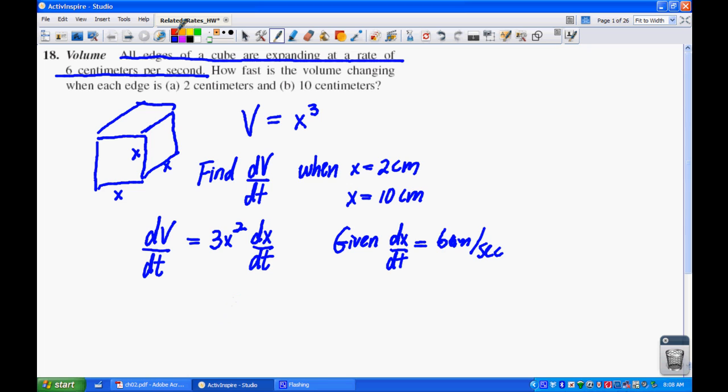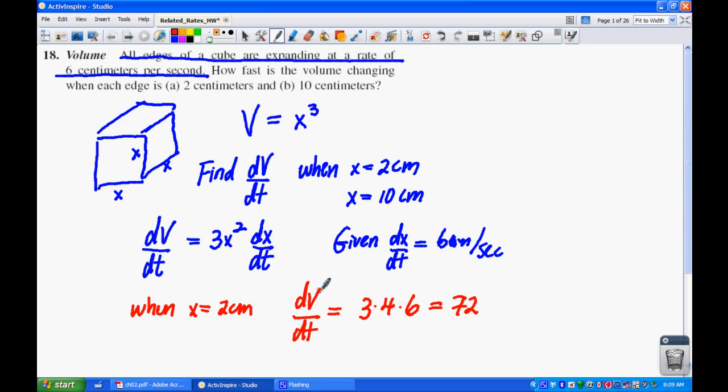Now after that it just becomes elementary. So for the first one, when x is equal to 2 centimeters, dV/dt, the rate of change of the volume, is going to be equal to 3, and you put 2 here for your x, so you're going to get 2 squared, which is 4, times dx/dt, which in this case is 6. You multiply all those out, 3 times 4 is 12, 12 times 6, that's 72.